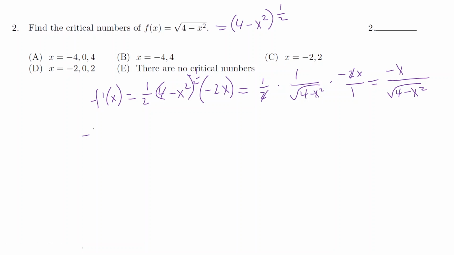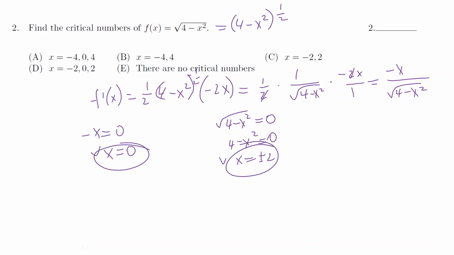Now, it's either that the top is equal to 0 or the bottom is equal to 0, and we just have to solve for both. So here x equals 0. That's very clear. Here, raise it to the second power both sides. So 4 minus x squared equals 0. Therefore, x is equal to plus or minus 2. Boom. So these two things. So therefore the answer is D. Next.